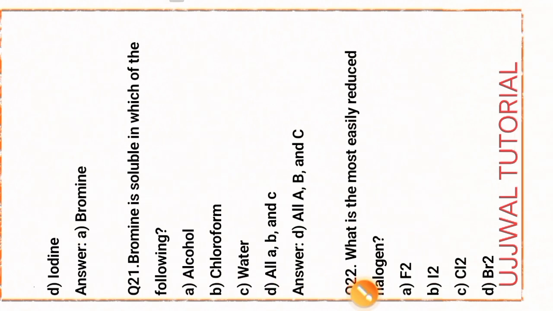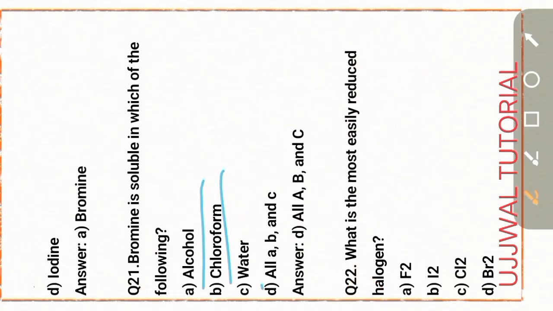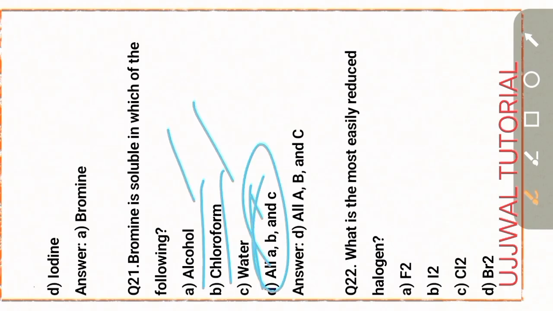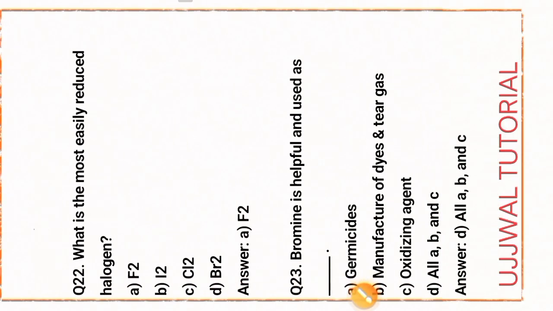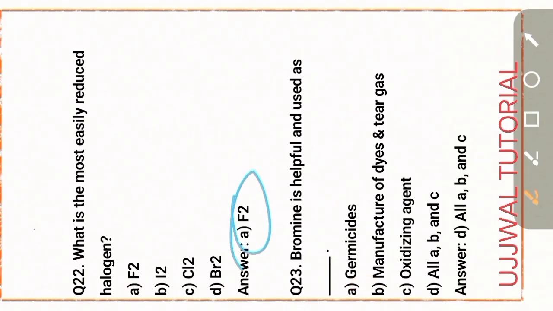Next question, bromine is soluble in which of the following? Option D is the right answer: alcohol, chloroform and water. Okay, next question, question number 22. What is the most easily reduced halogen? That is fluorine, F2. Option A is the right answer.